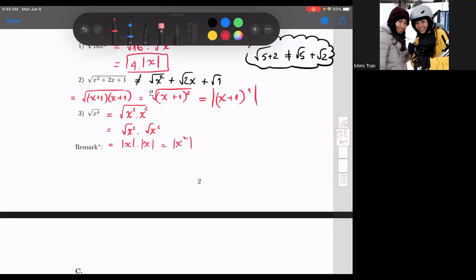Now, is it necessary to put the absolute value around x squared? It's not wrong. I'm not going to take your point off, but is it necessary? No, because positive or negative, when you square that number it's going to become positive. So you don't need to. No need.